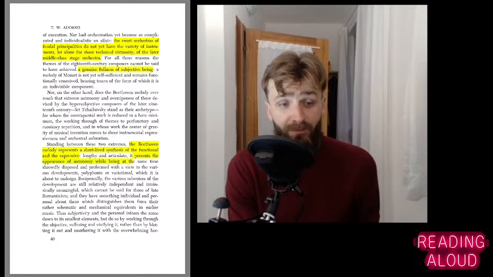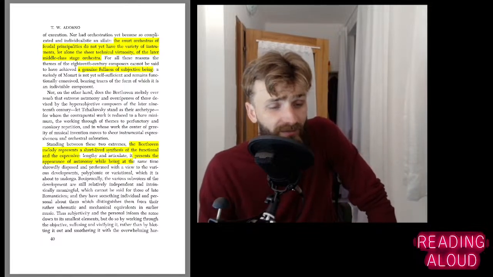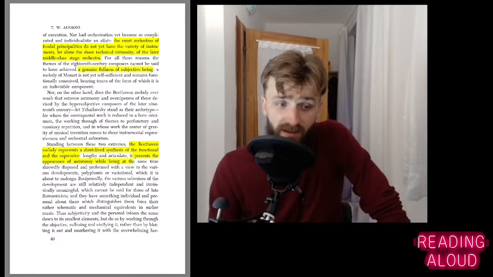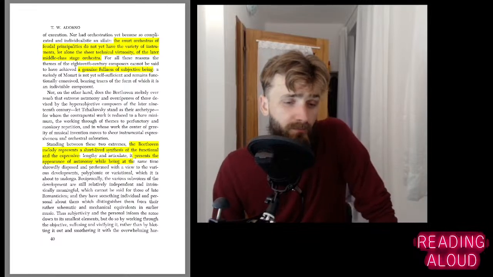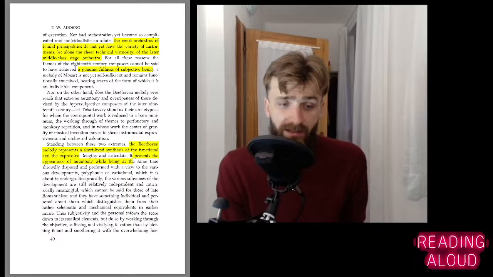Lengthy and articulate, it presents the appearance of autonomy, while being at the same time shrewdly disposed and preformed with a view to the various developments, polyphonic or variational, which it is about to undergo. Reciprocally, the various sub-voices of the development are still relatively independent and intrinsically meaningful, which cannot be said for those of late Romanticism, and they have something individual and personal about them which distinguishes them from their rather schematic and mechanical equivalents in earlier music.